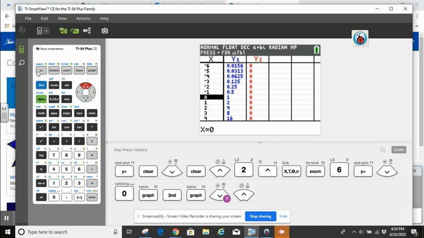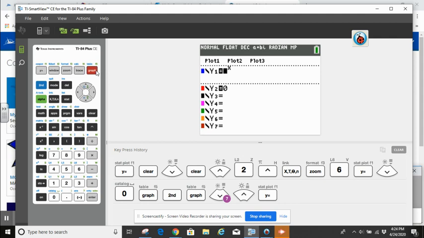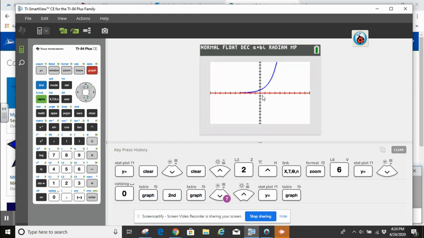So if we go back to the equation y equals 2 to the x, 2 to the 0 power, anything to the 0 power is 1, that's the y-intercept. 2 to the first power would give you the point (1, 2). 2 squared would give you (2, 4). So those are points on the graph.